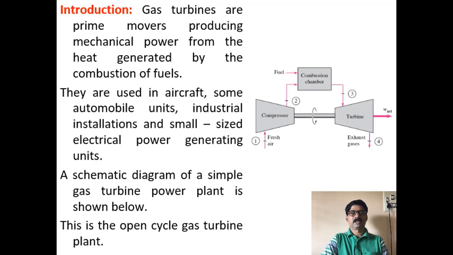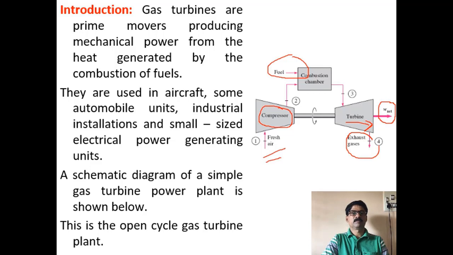As you can see here, it is in fact an open cycle gas turbine that I am explaining. It takes in air from the atmosphere, compresses it to high pressure in the compressor, and sends it to the combustion chamber, where fuel is sprayed and undergoes combustion. The products of combustion, that is burnt gas at high pressure and temperature, enter the turbine and undergo expansion, converting the heat energy into mechanical energy, which is obtained as the work output from the turbine. The exhaust gases are expelled to the atmosphere.